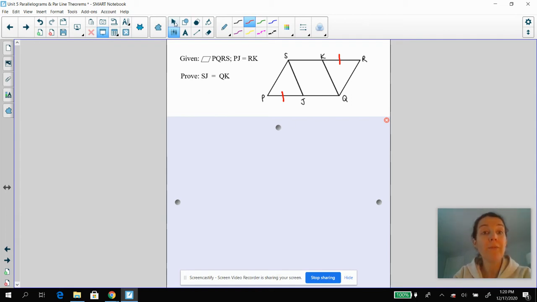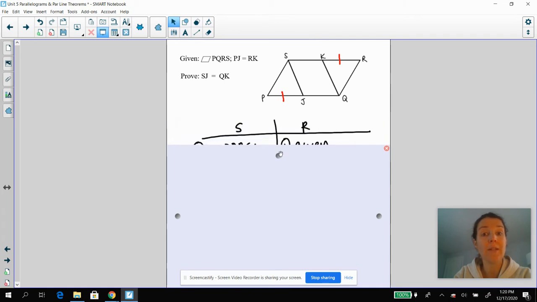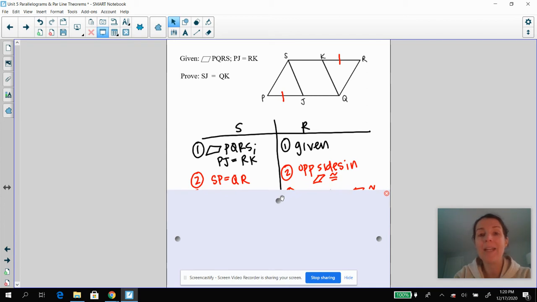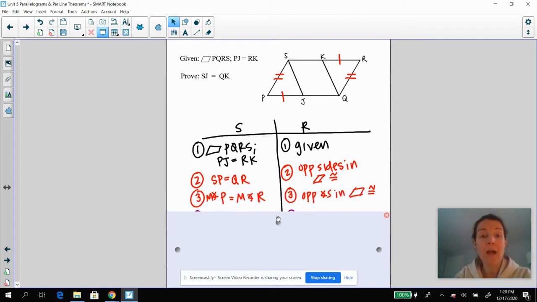So hopefully right off the bat, you wrote down your givens, and then you had to shake out that given a little bit. So, oh, wait a second. I know that SP and QR are congruent to each other because that is a property of a parallelogram. And then, ooh, I know that angle P and angle R are congruent because opposite angles in a parallelogram are congruent. And you actually literally would write that down.